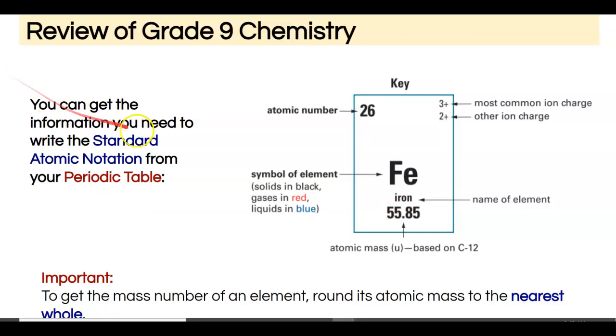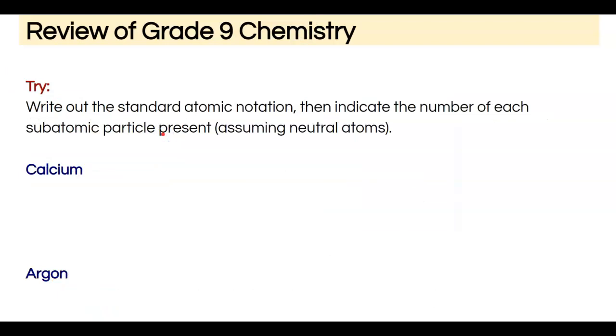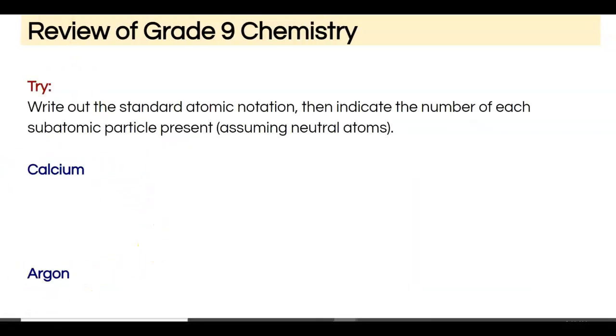Okay, let's take a look at the next slide. What I want you to do is try to write out the standard atomic notation for each of these particular elements. Then also tell me how many subatomic particles, that means how many protons, neutrons, and electrons, are in each of these elements based on that standard atomic notation. If you're struggling with this, maybe go back and watch the last little example I gave with iron to help you better understand, and give these examples a go.